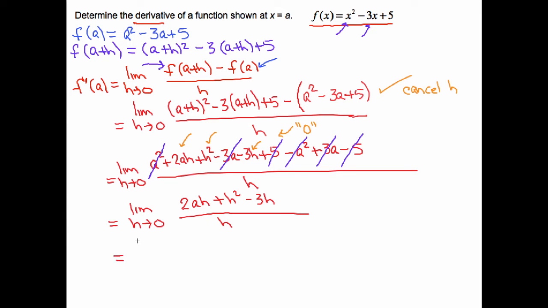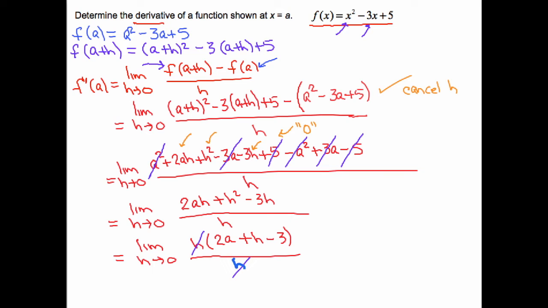And now comes that step I was talking to you about. I have the limit as h approaches 0, and I'll factor out an h from the numerator. From the first term, I have left a 2a. From the second term, an h. And from the third term, now I'm going to go ahead and subtract a 3. And because h is now a factor in both the numerator and denominator, what am I going to do? I'm going to cancel out those h's.